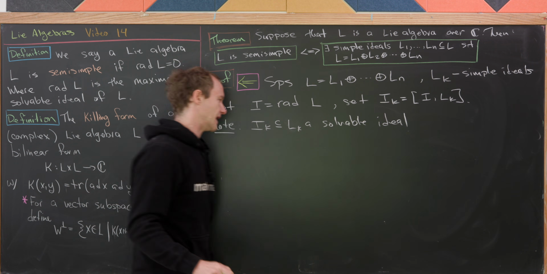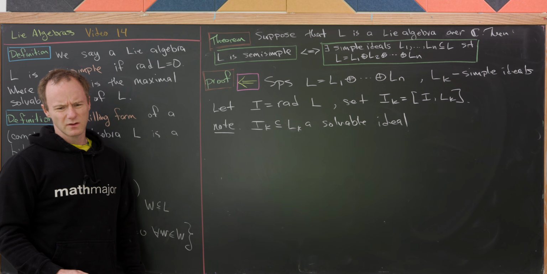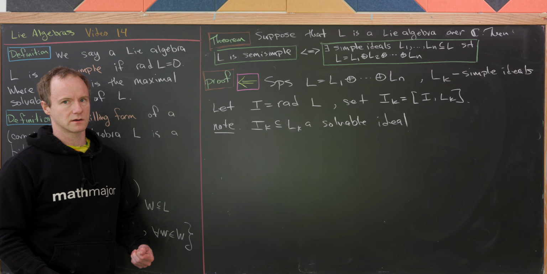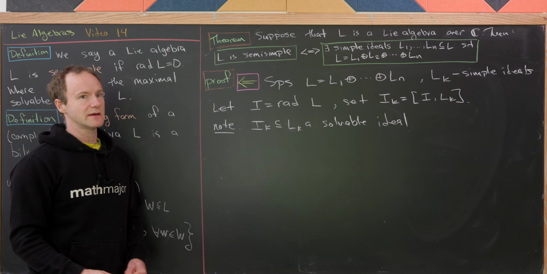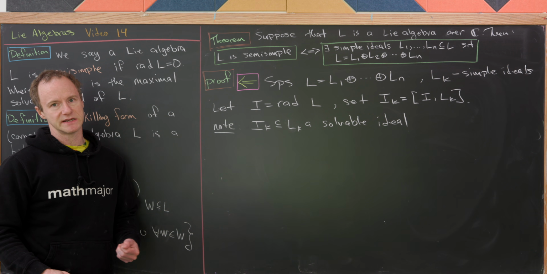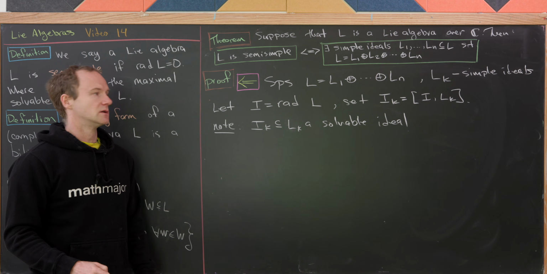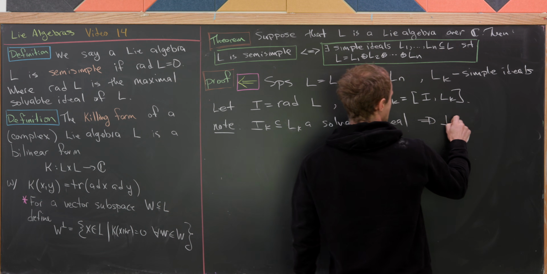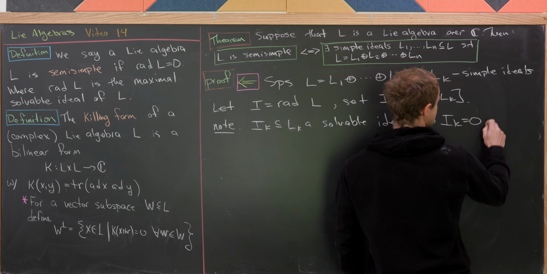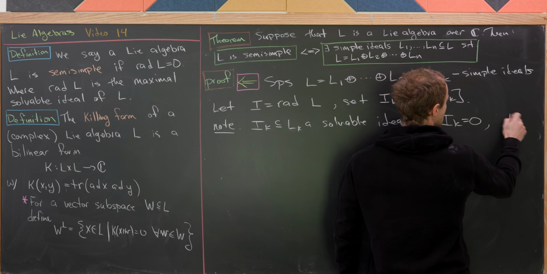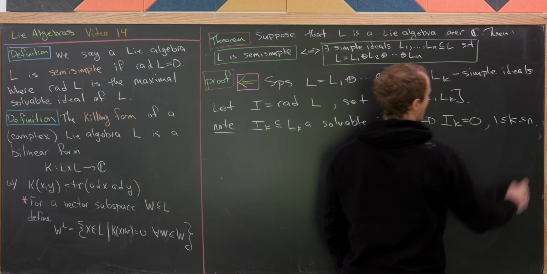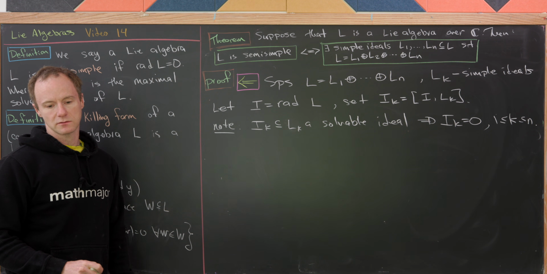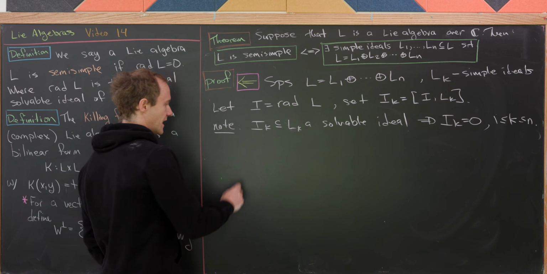It's a solvable ideal. But then recall that L sub k was simple by our original assumption. So that means it doesn't have any non-zero ideals, not to mention non-zero solvable ideals. So this means that I sub k is equal to 0. And this is going to hold for all k between 1 and n. Okay, so now let's see where we can go from there.